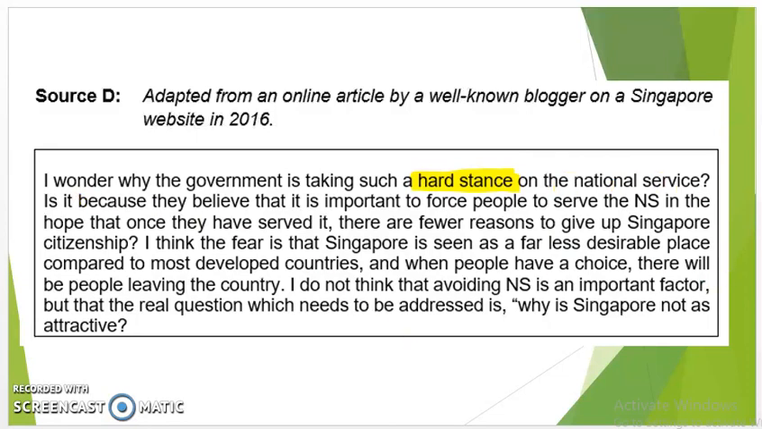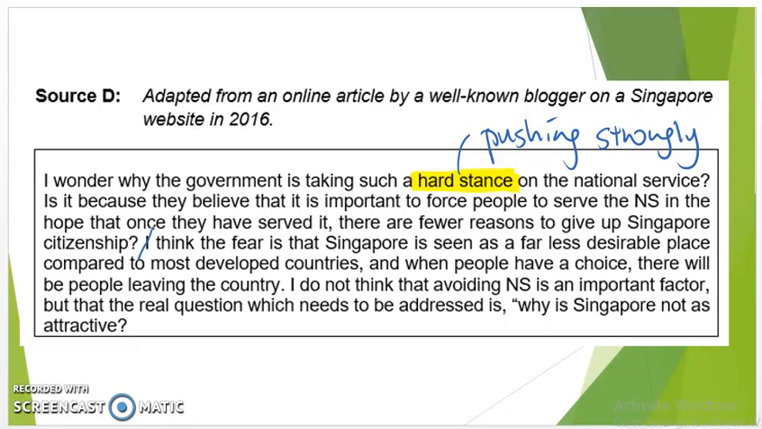Hard stance means basically they are pushing very strongly for it. So they are meting out punishments for those people who defaulted NS. So they are very strong towards NS. Is it because they believe that it is important to force people to serve the NS in the hope that once they serve it, there are fewer reasons to give up Singapore citizenship?